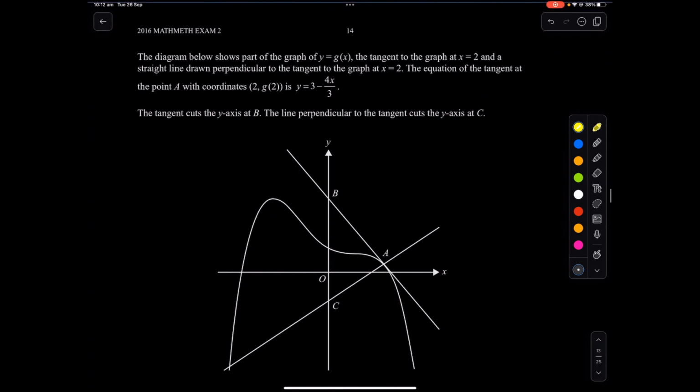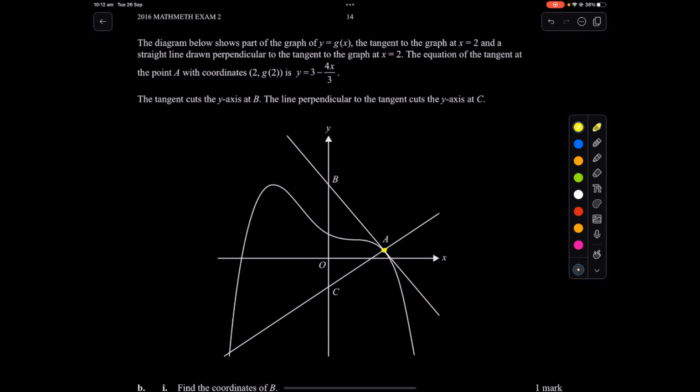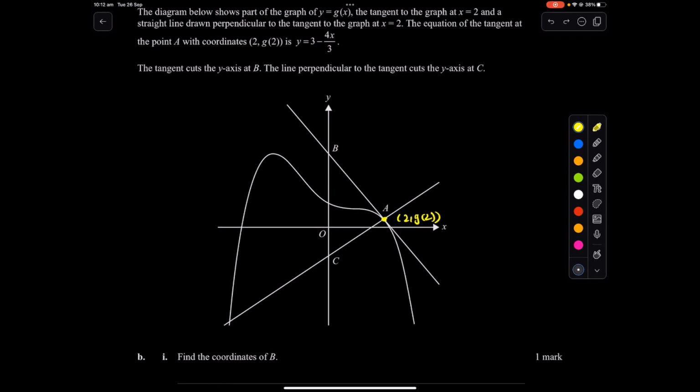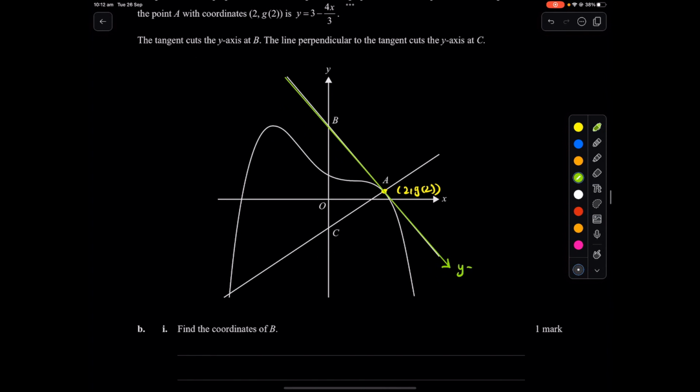The diagram below shows part of the graph of g of x, the tangent to the graph at x equals 2, so here, and the straight line drawn perpendicular to the tangent at x equals 2. The equation of the tangent at the point with coordinates 2, g of 2, is this, which is a negative gradient, so it has to be this green graph over here. Let's just make sure, write the equation: y equals negative 4x on 3 plus 3.